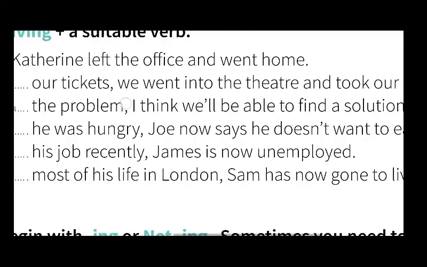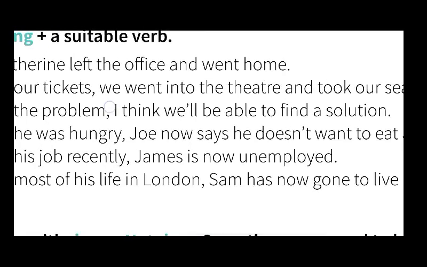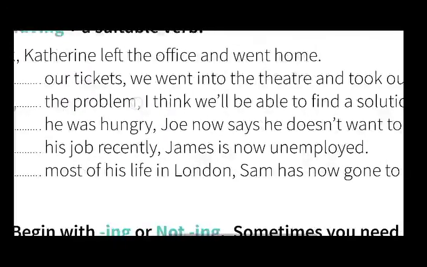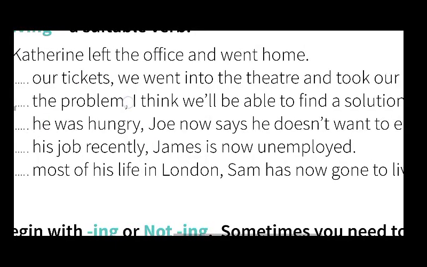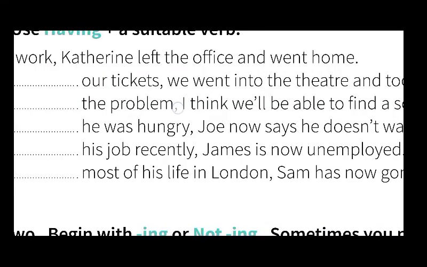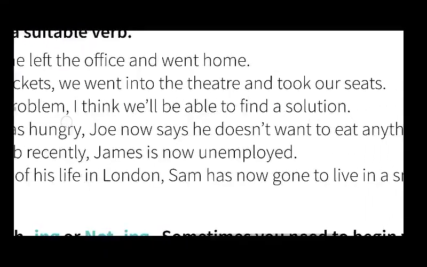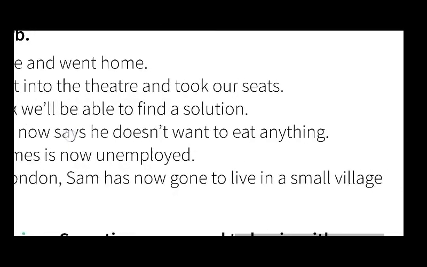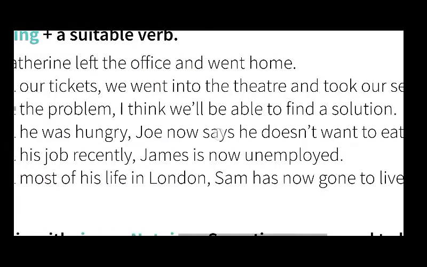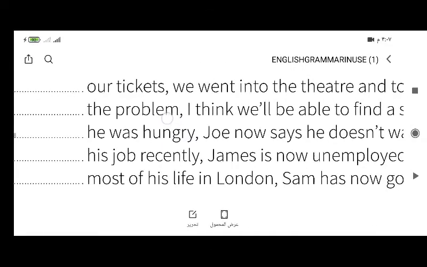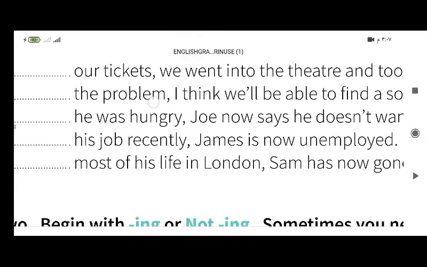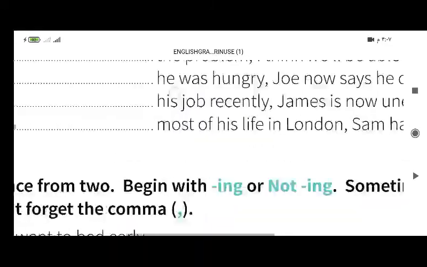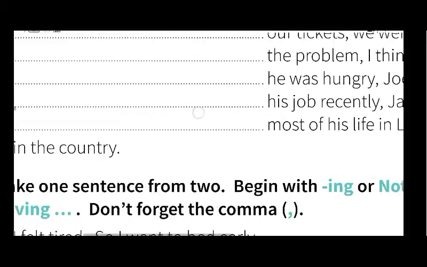He left his job recently. James is now unemployed. Having left his job recently, James is now unemployed. Sam spent most of his life in London. Sam has now gone to live in a small village. Yeah, having lived most of his life in London, Sam went to live in another city.